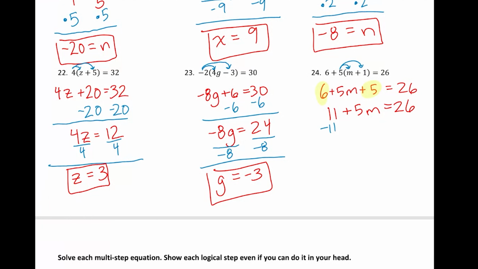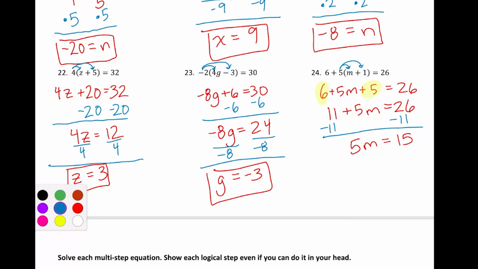Then we'll subtract 11 from both sides. Get 5m equals, would that be 15? And finally divide both sides by 5. m equals 3.